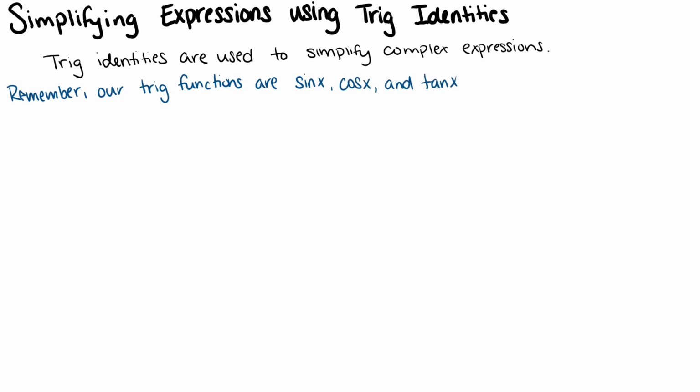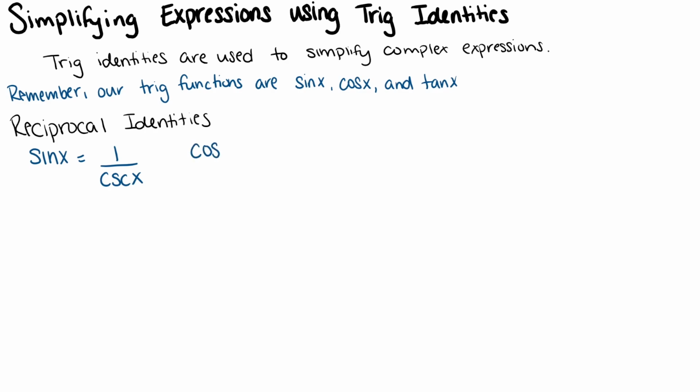Let's go over what some of these identities are, starting off with our reciprocal identities. So, we know we have sine, cosine, and tangent. Well, sine is equal to 1 over cosecant. That's our reciprocal of cosecant gives us sine. Cosine is equal to 1 over secant, or our reciprocal of secant gives us cosine. And tangent is equal to 1 over cotangent, and vice versa.